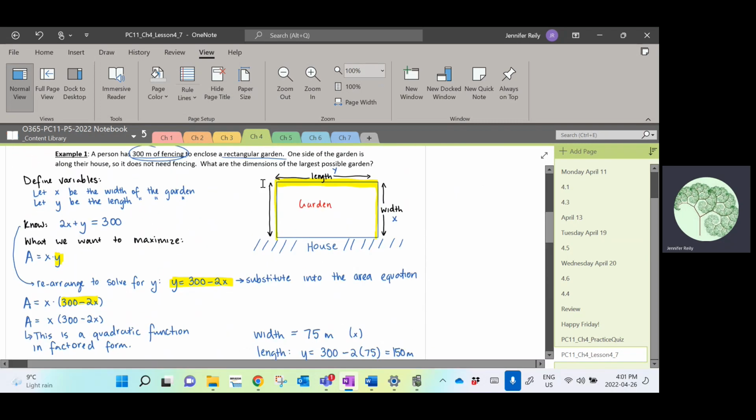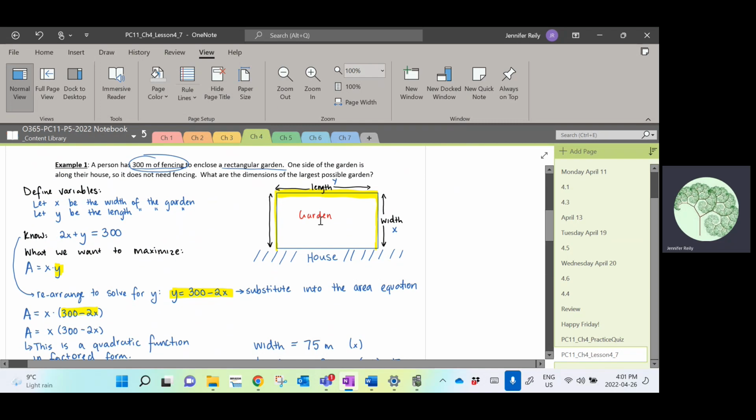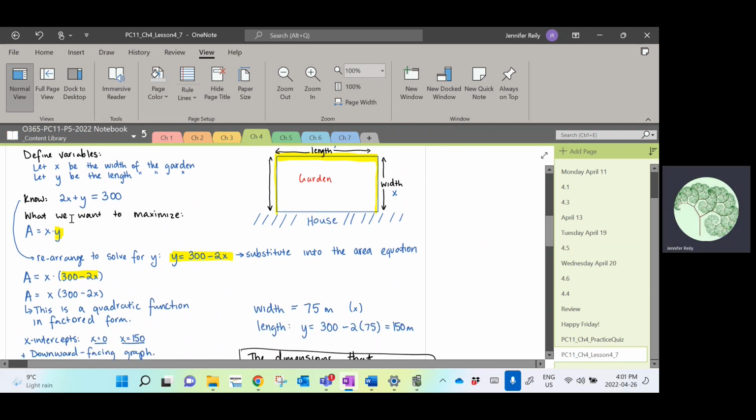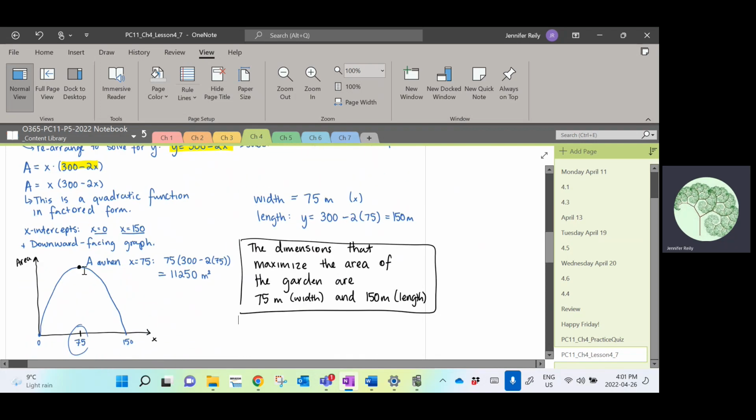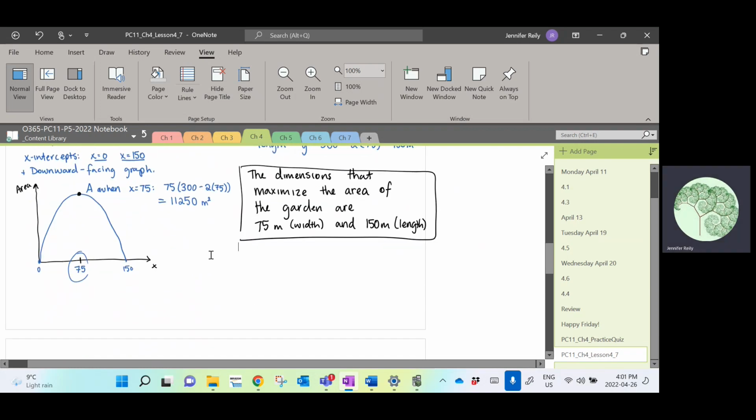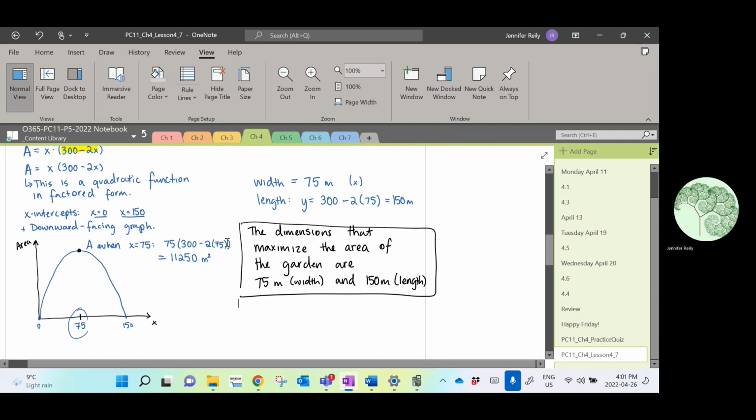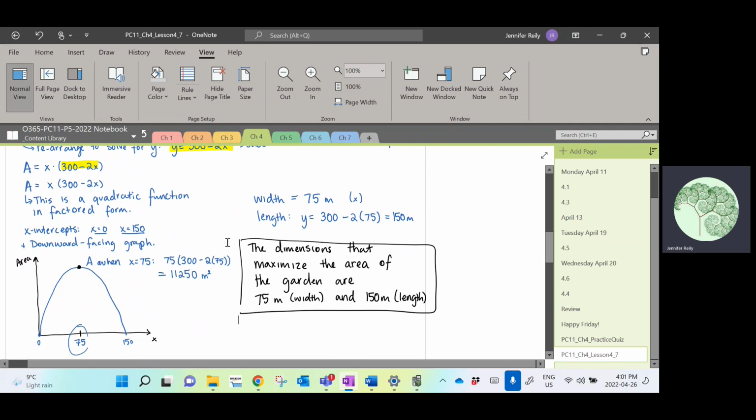Okay. So again, let's just kind of review what we did. We drew a diagram, we defined our variables, we wrote down what we knew, which is we needed to use 300 meters of fencing. And then we wrote down an equation for what we want to maximize. We found the vertex, the peak, the maximum point on the graph, and then we stated our final answer. Okay, so that's an example of a maximum minimum problem.